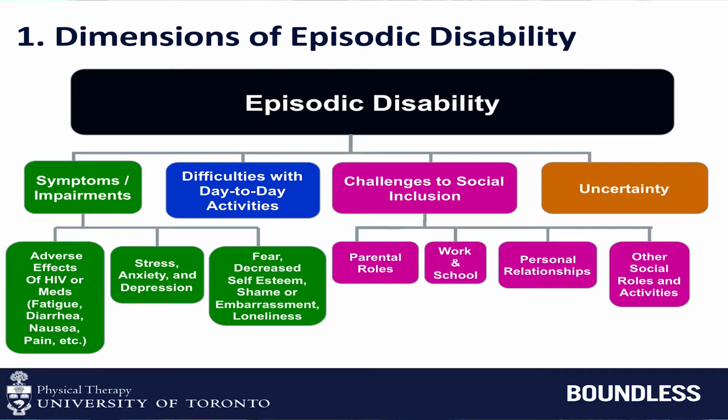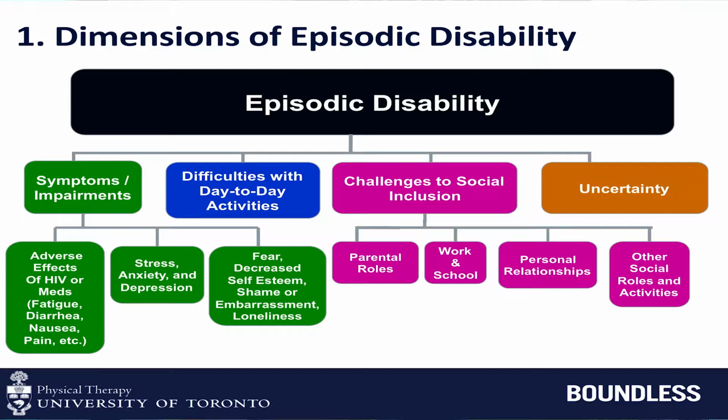The first was these dimensions of episodic disability, and it included symptoms and impairments like physical, cognitive, mental, and emotional health challenges attributed to HIV and side effects of treatment, for example, stress, anxiety, and depression, and emotional health challenges such as fear, decreased self-esteem, shame, embarrassment, or even loneliness. A second dimension of disability were difficulties with day-to-day activities, such as basic grocery shopping, dressing, feeding, bathing.